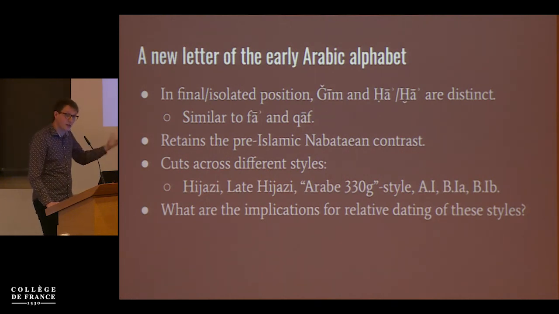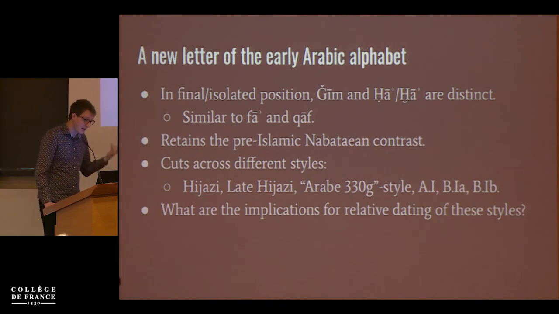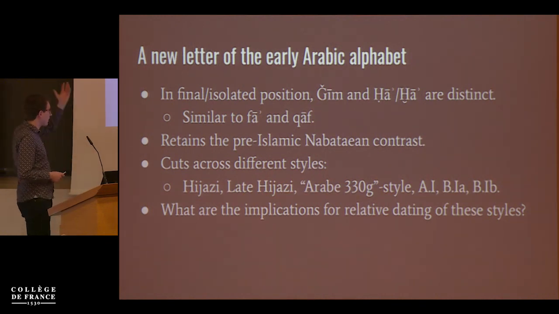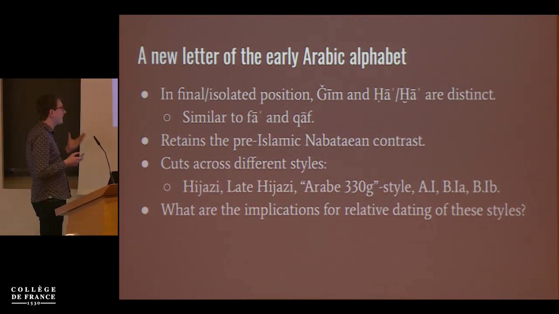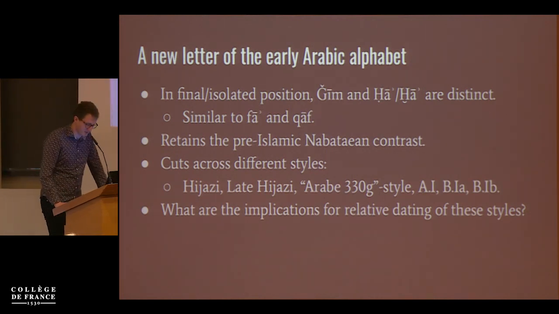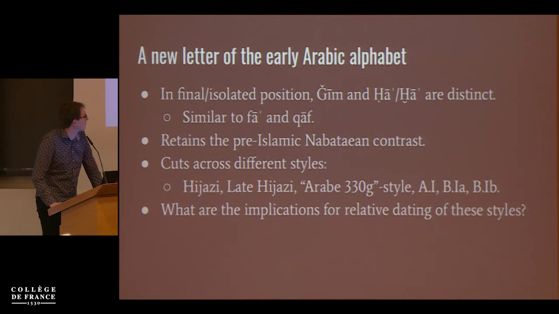So really, this is a new letter of the Arabic alphabet, right? And it's there in the pre-Islamic record, and it continues in Islamic records. It retains this pre-Islamic Nabataean contrast. It's just there. What's interesting is it cuts right across different styles. So a couple of the manuscripts we looked at are Hijazi, late Hijazi, Arab 330G style, which I've been calling it, but that's a really ugly name, so maybe we should come up with something better.